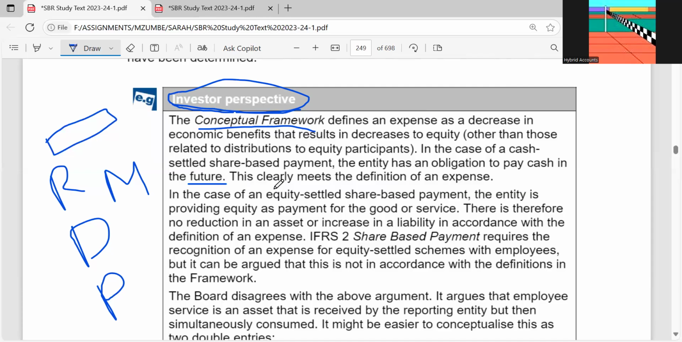So in the case of equity settled share-based payment, the entity is providing equity as a payment for the good or service. And there is therefore no reduction in an asset or increase in a liability, because the entity is providing equity as a payment. So we don't touch asset or liability in accordance with the definition of expense. So IFRS 2 requires the recognition of an expense for equity settled schemes with employees, but it can be argued that this is not in accordance with the definition of the framework. So this is just normal. It could be that the standard goes against the conceptual framework and it won't be a big deal, right?